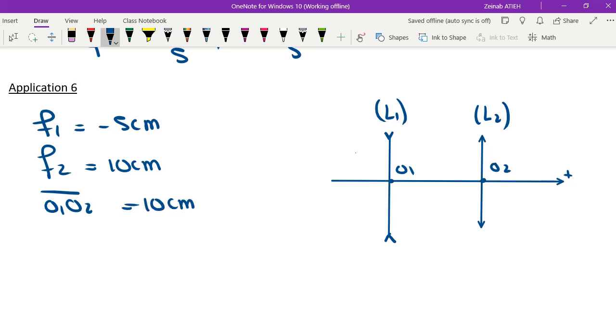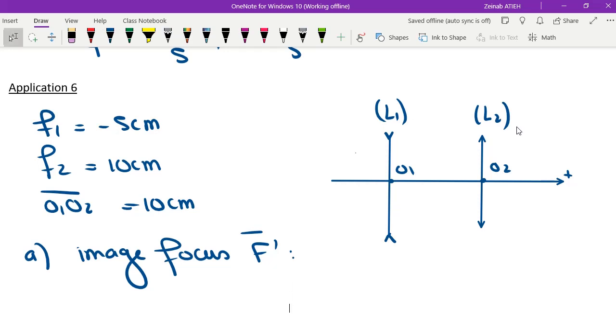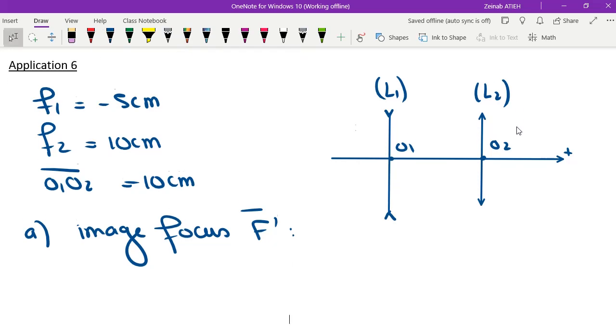This is the given. First, in part A, we have to find the image focus. The image focus is easier than the object focus. What is the definition of the image focus, F prime? When the light comes parallel to the optical axis, it crosses L1, crosses L2, and then goes to a point which is called the image focus. So when the light comes parallel, it emerges from the two lenses at the image focus. This is the image focus. It can be real, it can be virtual, etc.